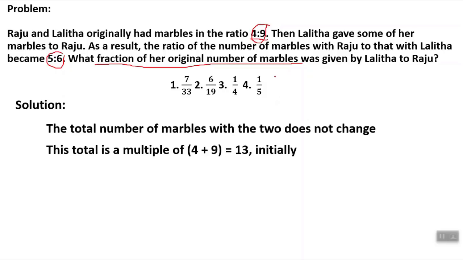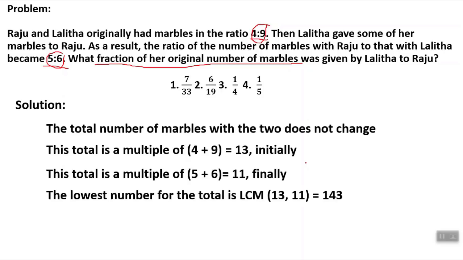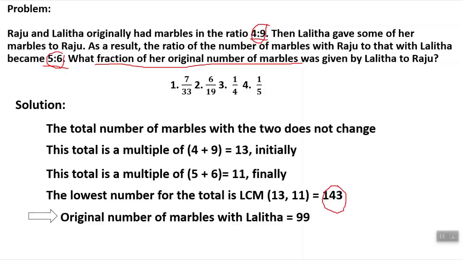If the total hasn't changed and the ratio has now become 5:6, then this total also must be a multiple of 5 plus 6 or 11. Given these two, can you not think of a number which is divisible both by 11 and 13, the so-called LCM of these two numbers, 143, for the total number of marbles with them? If that is so, then Lalita, who had 9x out of 13x, or 9 out of 13 of this number 143, will have 99 marbles. Originally she would have 99 marbles.